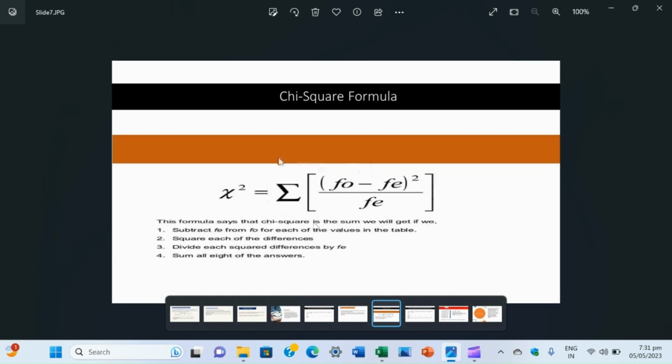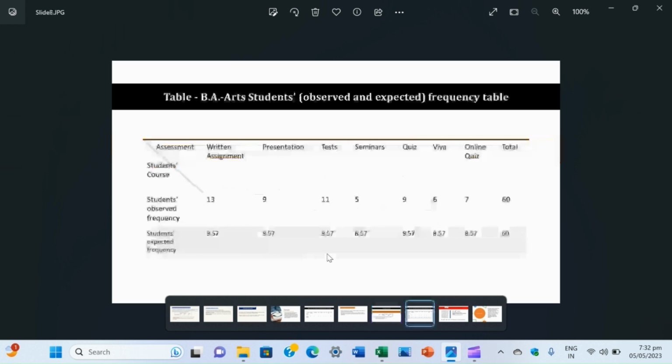The chi-square formula which will be used is: chi-square is equal to the summation of observed frequency minus expected frequency, squared, divided by the expected frequency, and at the last we take the sum of these values. Now, in this table, we see that the observed frequencies of students in written assignment, presentation, tests, seminar, quiz, viva, and online quiz are 13, 9, 11, 5, 9, 6, and 7.